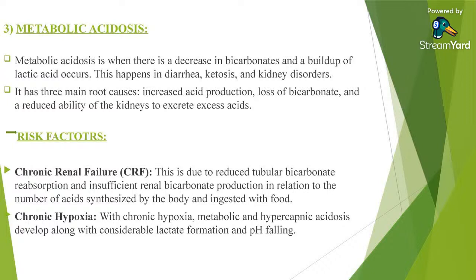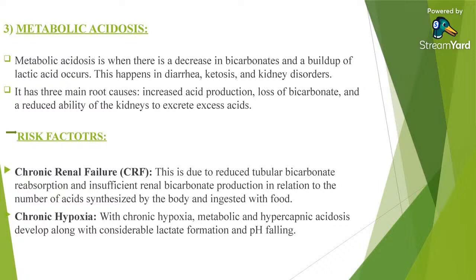Next imbalance is your metabolic acidosis. Metabolic acidosis is when there is a decrease in bicarbonate levels in our body and a buildup of lactic acid occurs. This happens in diarrhea, ketosis, and kidney disorders. It has three main root causes: increased acid production, loss of bicarbonate, and a reduced ability of the kidneys to excrete excess acids. Risk factors for metabolic acidosis are chronic renal failure and chronic hypoxia.